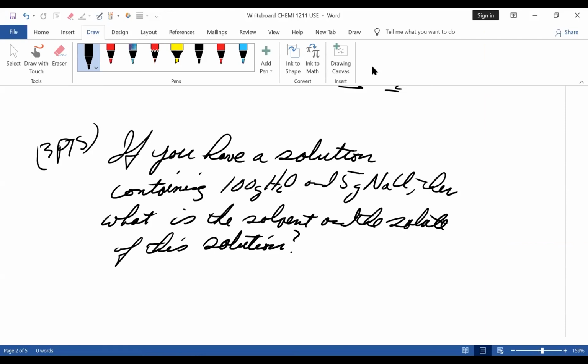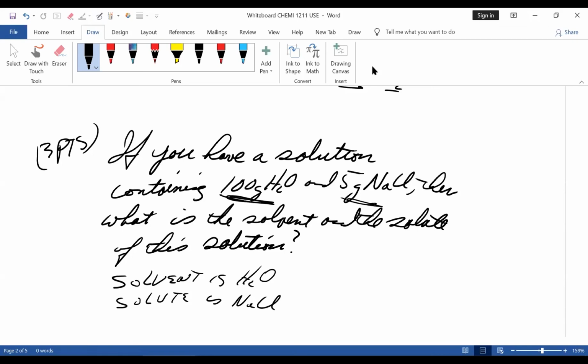All right. If you have a solution containing 100 grams of water and 5 grams of sodium chloride, table salt, then what is the solvent and the solute of this solution? Well, the solvent is always the component in the greatest amount. So the answer would be solvent is water. What is the solute? Well, the other components. In this case, it's only salt. And that's how you do it.